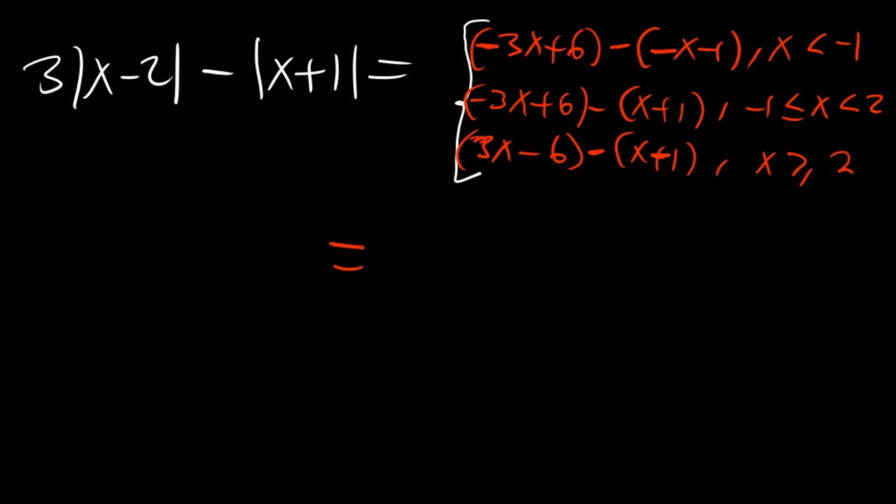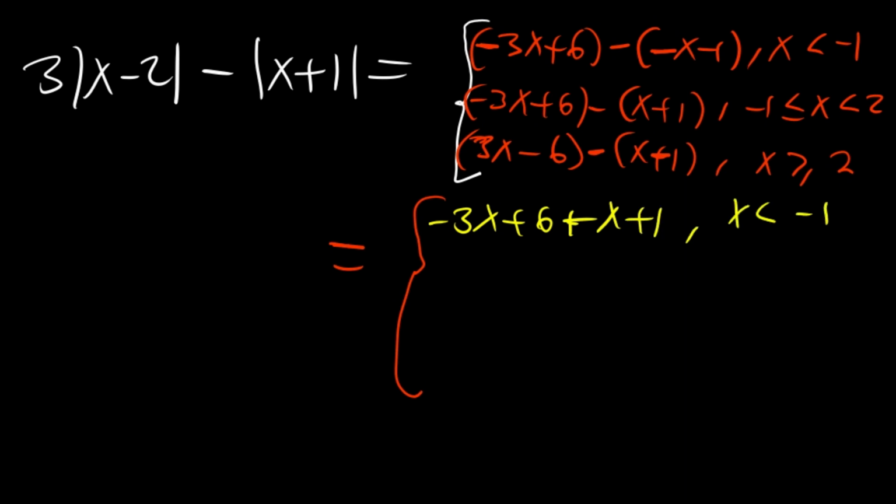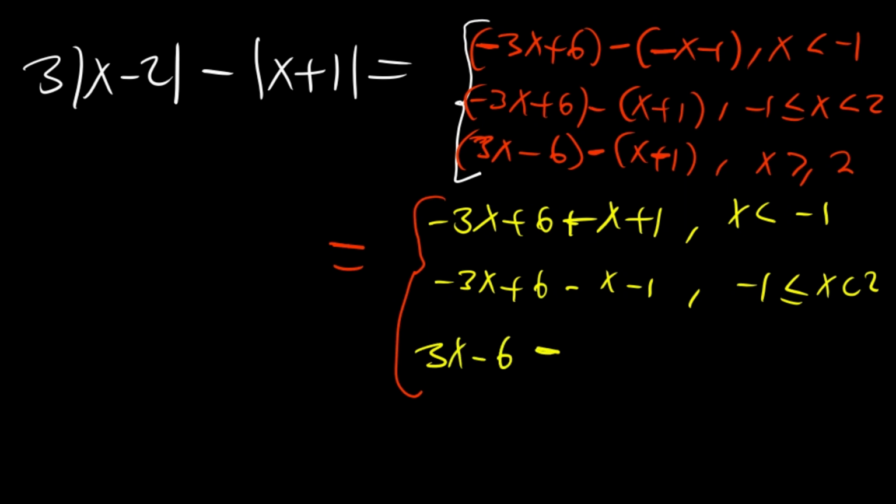So the final answer will be, if I open the brackets there, I'm going to have what? I'm going to have negative 3x plus 6 plus x plus 1. The condition is x is less than negative 1. In between, I'll have this. So sad that I'm too fast because I'm just copying here. I'm not doing anything. Have you seen what we were doing?